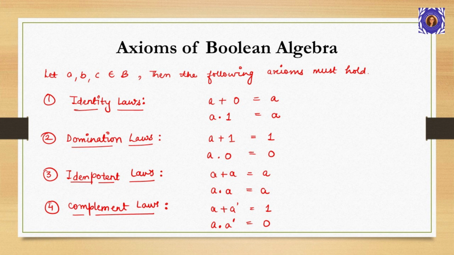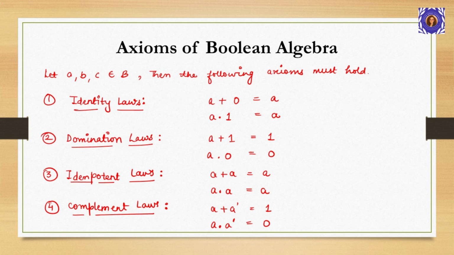Now, let's explore the axioms. These are the fundamental rules that Boolean algebra must follow. For any elements A, B, and C in our Boolean set, we have several important laws. First, we have the identity laws. A plus 0 equals A. A dot 1 equals A. Think of 0 as the do-nothing element for OR operations, and 1 as the do-nothing element for AND operations.